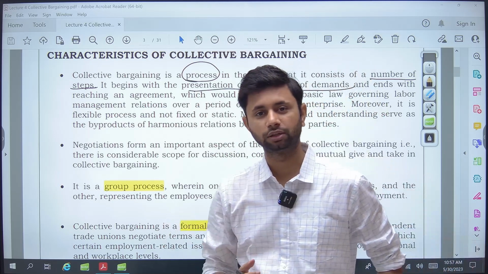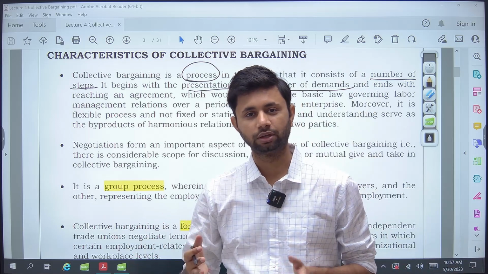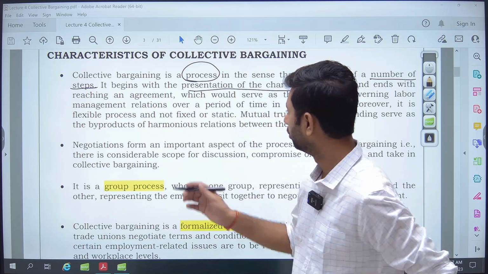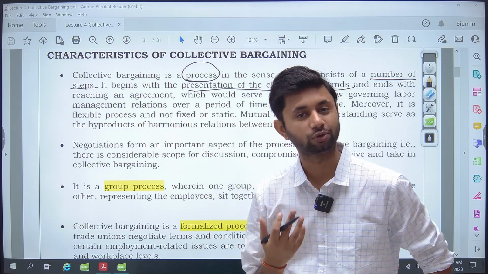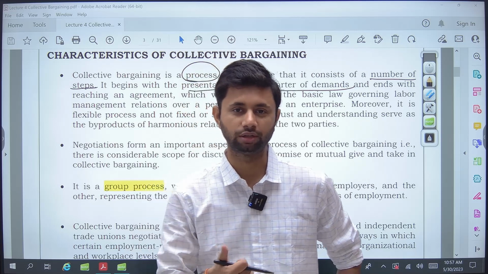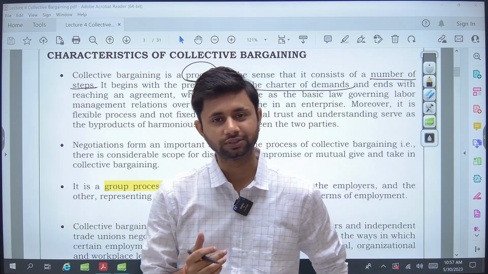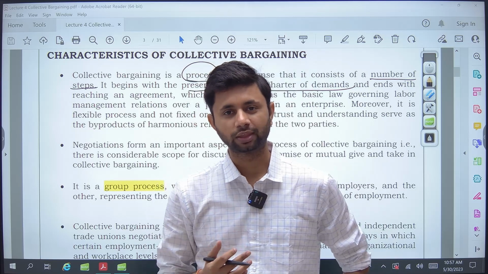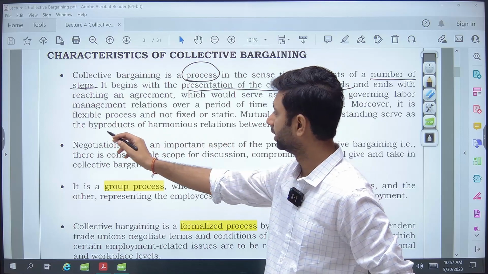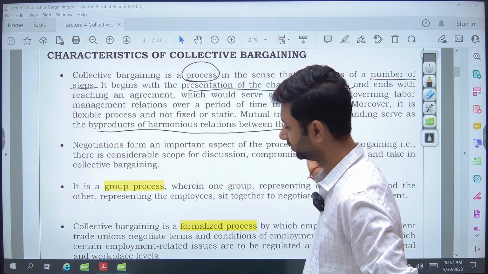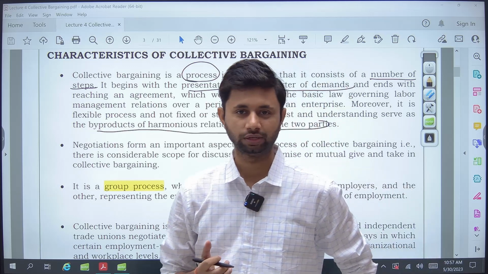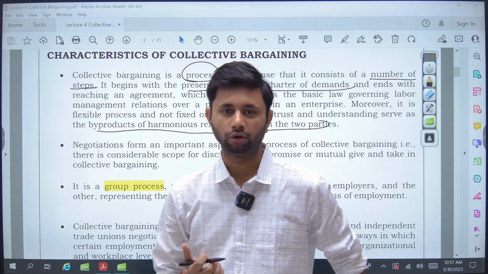Similarly, it begins with presentation of the charter of demands of both parties. Suppose the management comes and the workers union comes, they both present their demands and sit together, and engage in a brainstorming session, discussing that this can't be done, but this can be done. How do we find a creative solution to all our issues? And then they reach an agreement, where the byproduct is harmonious relations between the two parties. Otherwise, if they don't reach an agreement, both parties will be in constant conflict.